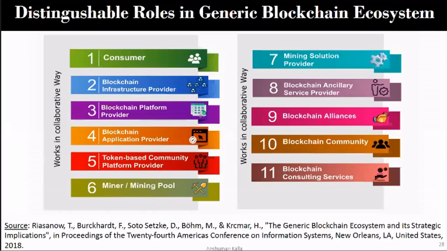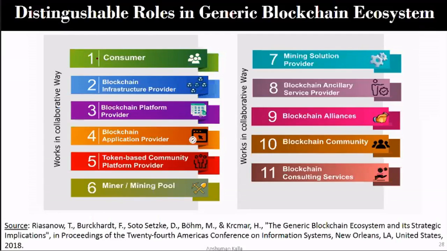All right. So there are actually distinguishable roles that can be played in a generic blockchain ecosystem. There are about 11 distinctive roles that have been pointed out by Ryan in this paper, which is titled the generic blockchain ecosystem and its strategic implications, right? So there are different roles. We can quickly go over all of them.